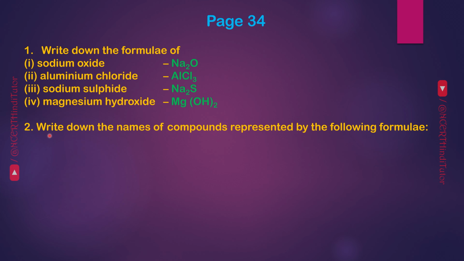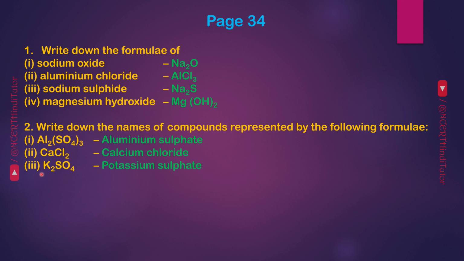Question 2. Write down the names of compounds represented by the following formulae. First, Al2(SO4)3 aluminium sulfate. Second, CaCl2 calcium chloride. Third, K2SO4 potassium sulfate. Fourth, KNO3 potassium nitrate. Fifth, CaCO3 calcium carbonate.